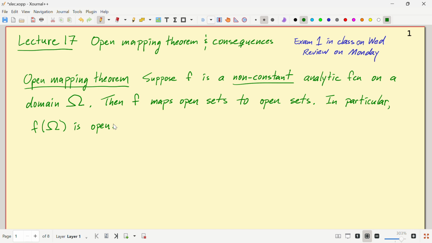And of course, we know topology says that a continuous mapping maps connected sets to connected sets. So now we know the image is open. It would be connected just by topology. And so it's a domain too. So I'll say more about that in a minute. But I'll call this the OMT.